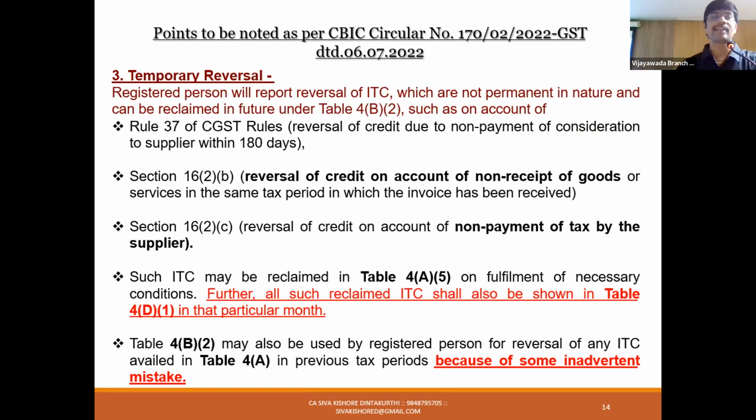Please look at the last line of this slide. Table 4B2 may also be used by the registered person for the reversal of any ITC availed in table 4A in the previous tax periods because of some inadvertent mistake. Suppose in the month of June, you have availed 10,000 ITC wrongly. Where to show it, 4B1 or 4B2? Circular is saying 4B. Actually it is a kind of permanent reversal, but the circular is saying that earlier you have not reversed anywhere, it is a transitional item, so better to show it in 4B2. They are touching 4B1 only majorly for sections 38, 42, 43, 17(5).